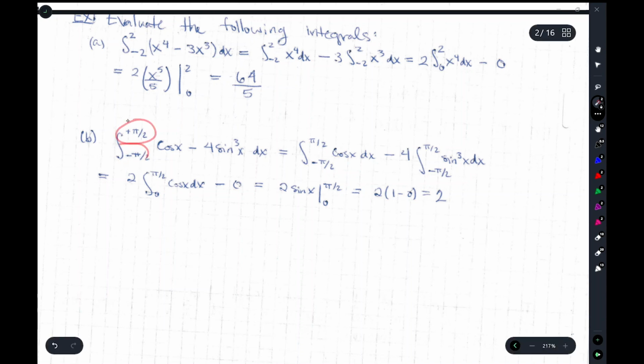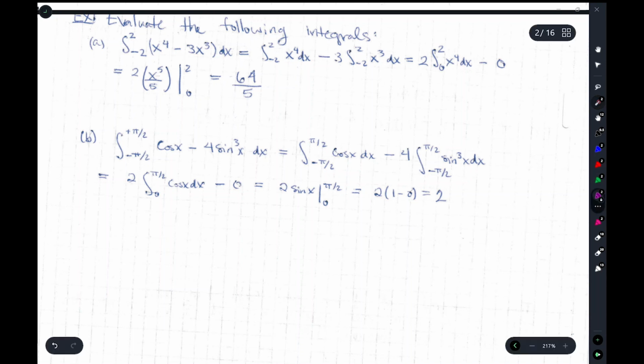Here, again, we have a symmetric interval, so we could look into using the theorem above with integrations of odd or even functions. And again, the integrand is neither odd nor even, but we break it up. Cosine x is an even function. Cosine x is symmetric about the y-axis, if you could imagine it. Now, what about sine cubed x? Well, sine of x is an odd function. What about sine cubed of x?